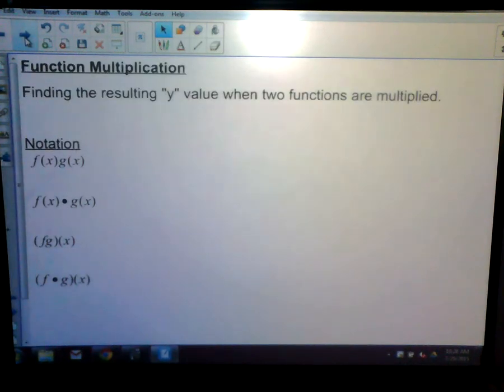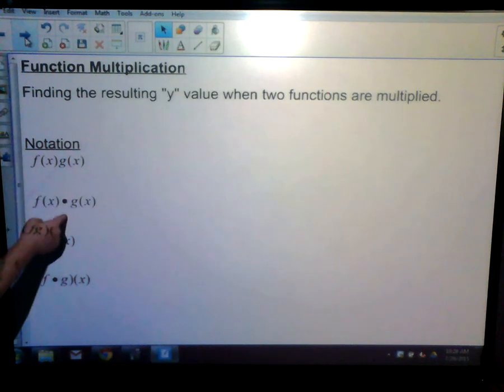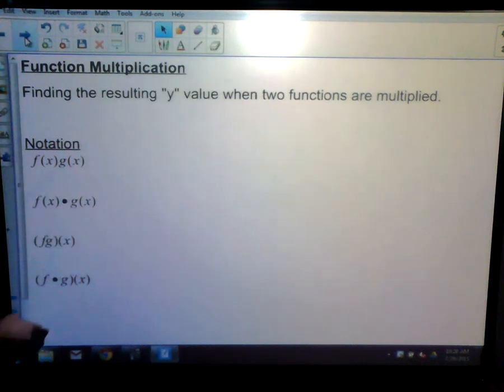Multiplying, that's when you just multiply the two functions. And you could say it's f of x times g of x, fg of x, f times g of x. Those are all ways to write it.